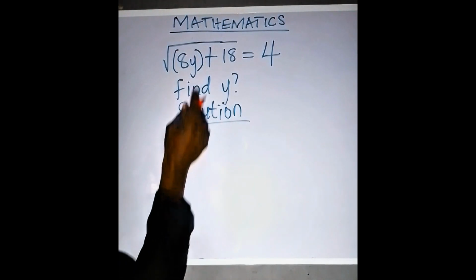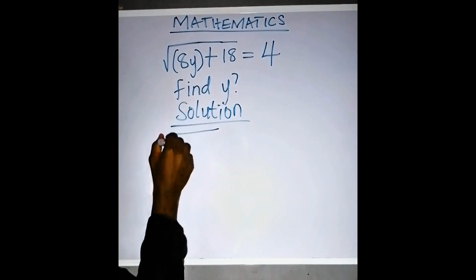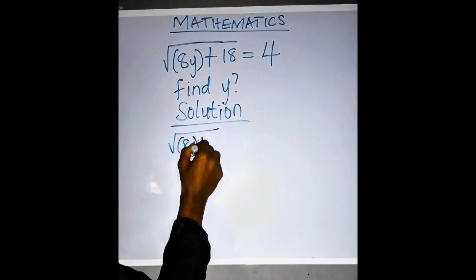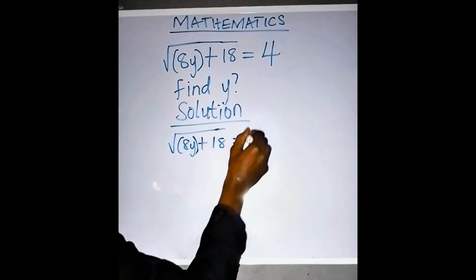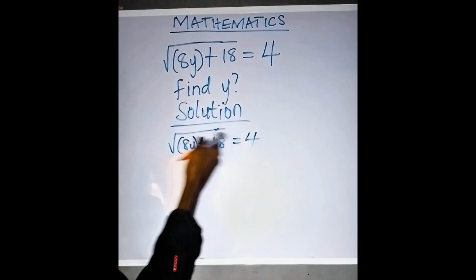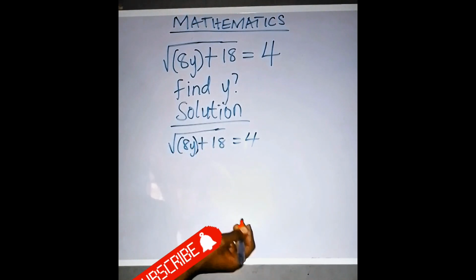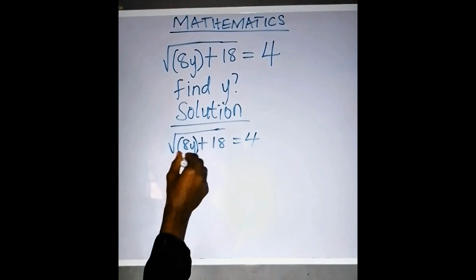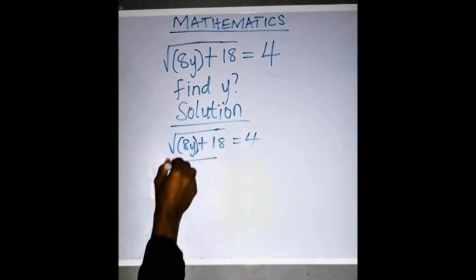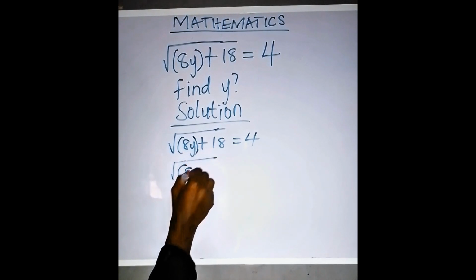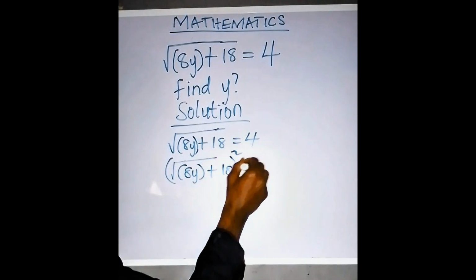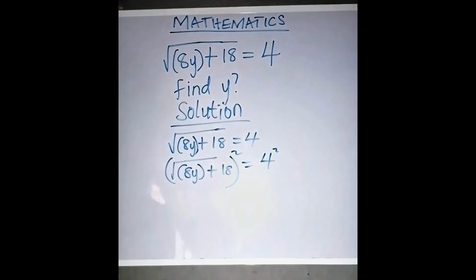Right, so let's bring back the question. The question was: the square root of 8y plus 18 equals 4. Remember, this square root extends to the 18. So what do I do here? The first thing I have to do is square both sides to remove this square root. The first side is 8y plus 18, I'm squaring it, and I'm also squaring this part. Good. Now this square will remove the square root.